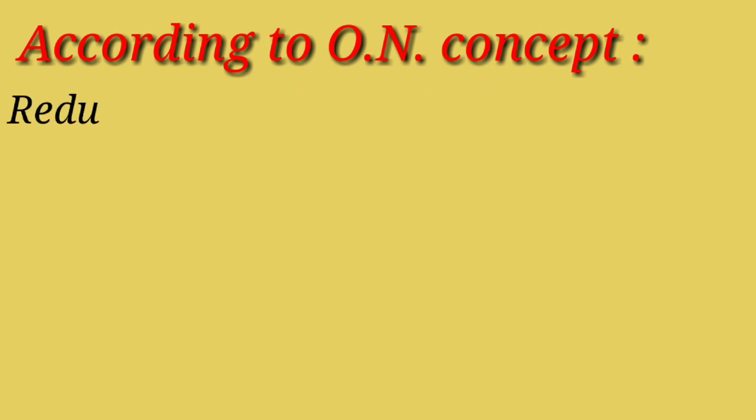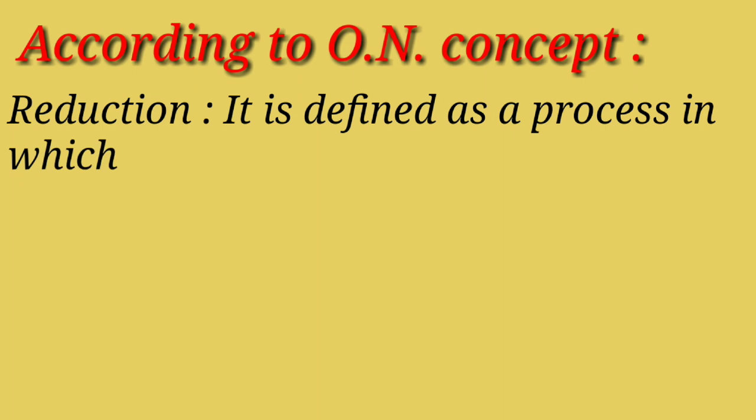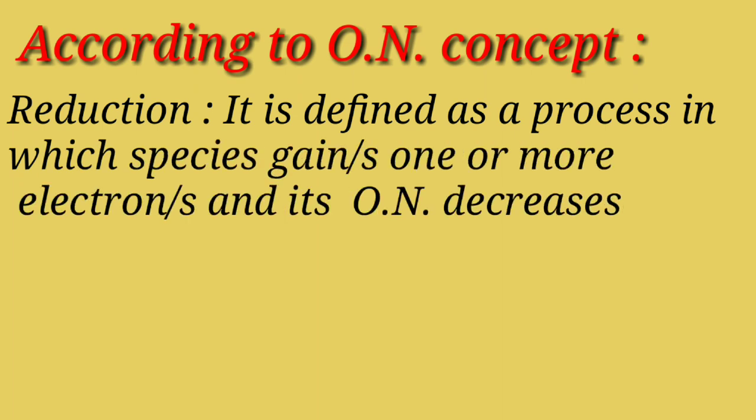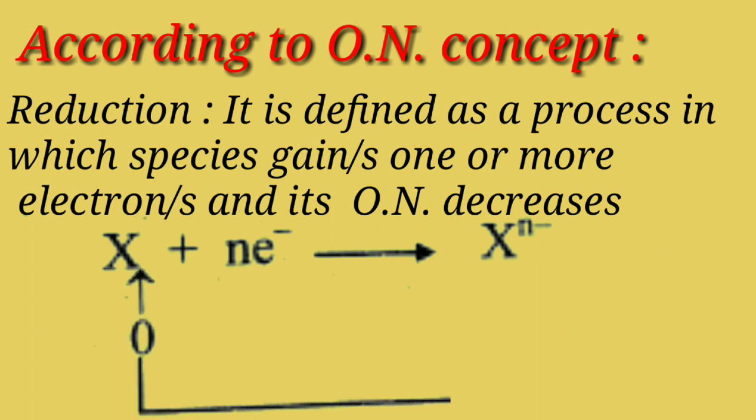Next is reduction. Reduction is defined as a process in which a species gains one or more electrons and its oxidation number decreases. Over here, the species X gains n number of electrons and gains n number of negative charge. So over here, oxidation number decreases from 0 to -n. So this decrease in oxidation number is known as reduction.